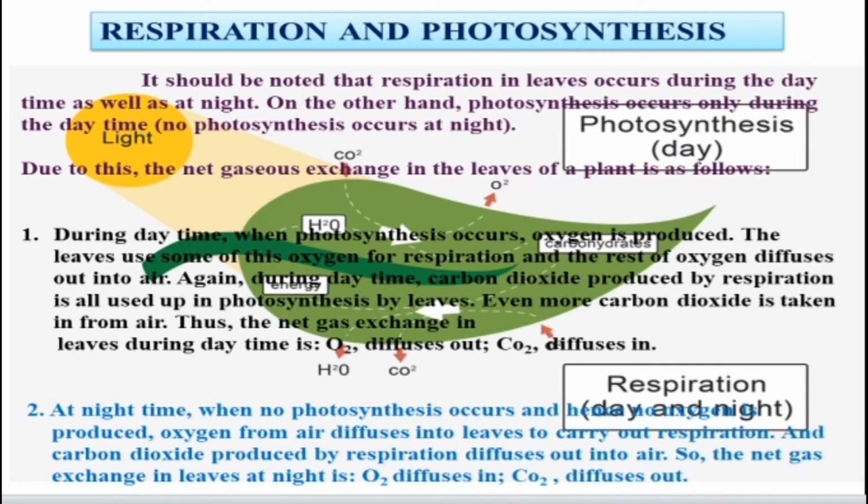And carbon dioxide produced by respiration diffuses out into air. Normally we know that in the process of respiration, oxygen is taken in and carbon dioxide is given out. So the net gas exchange in leaves at night is oxygen diffuses in, carbon dioxide diffuses out.